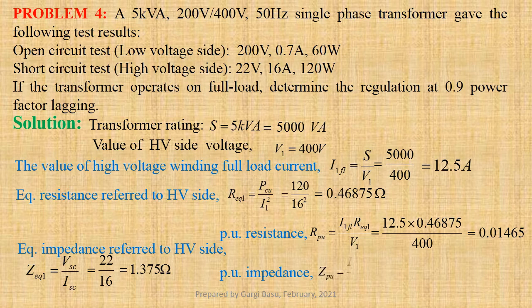Now we shall determine per unit impedance. Z per unit equals I1FL ZEQ1 divided by V1. Using values we get 12.5 into 1.375 divided by 400. That gives us 0.043.